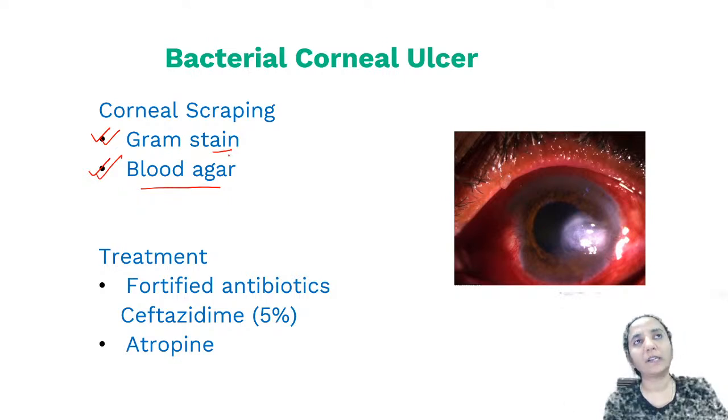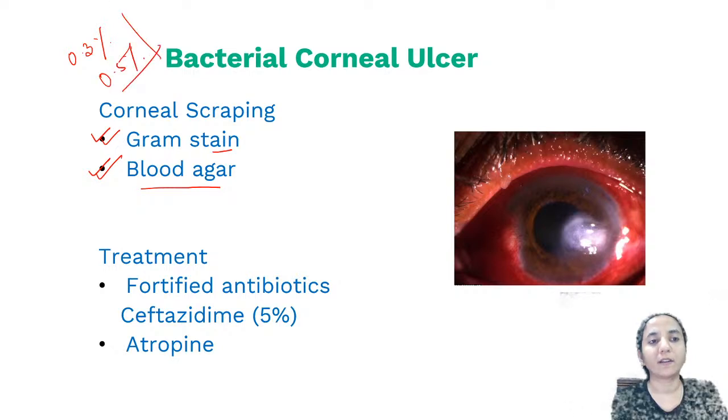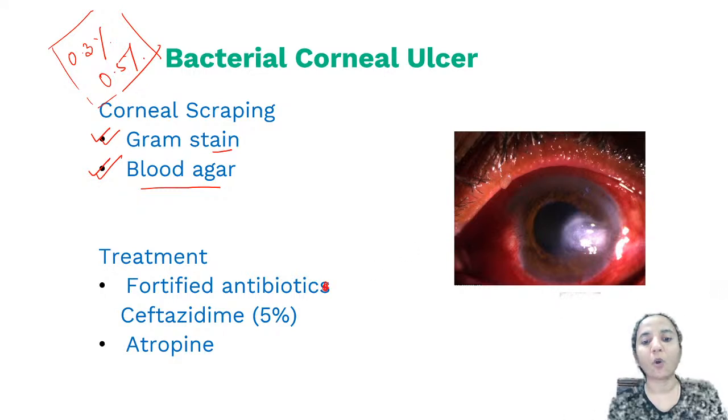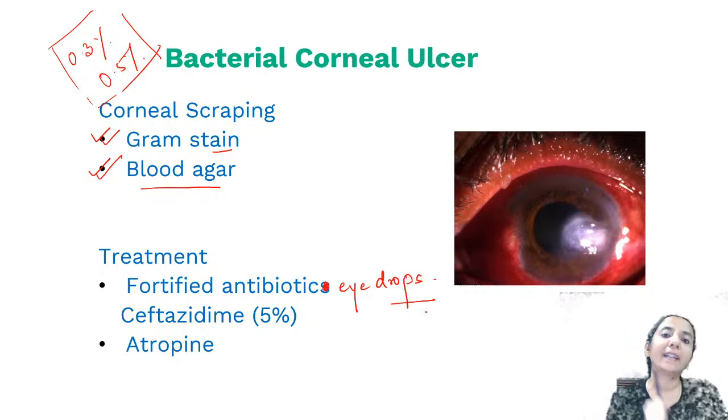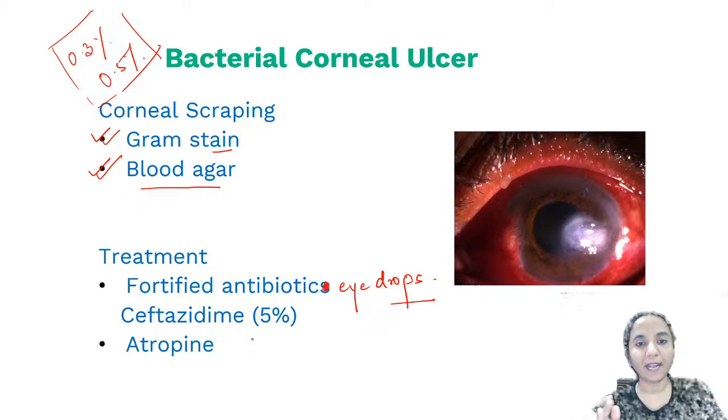Now, what is the treatment? Treatment obviously is antibiotic eye drops. But the difference is that normally the antibiotic eye drops that we use are 0.3% or 0.5%. This is the usual concentration available in the market. But this concentration is not enough to treat a corneal ulcer. So here you need antibiotic eye drops in high concentration, and the name given to that is fortified antibiotics.